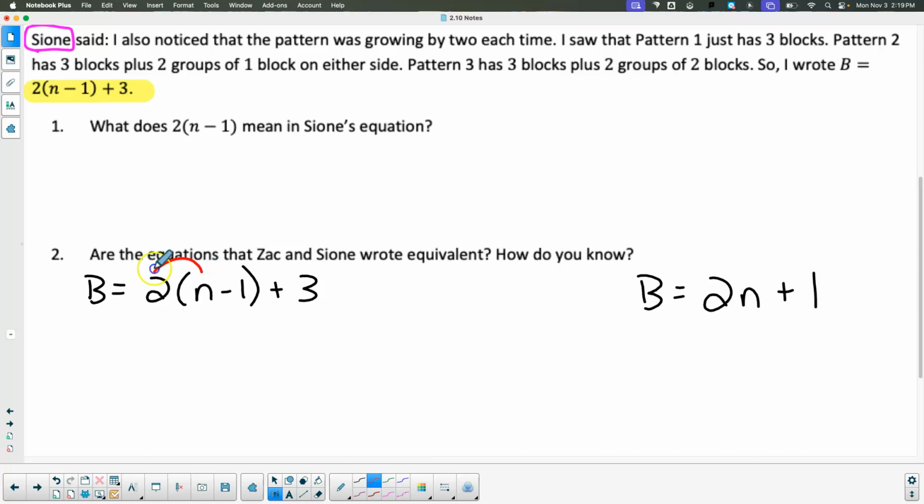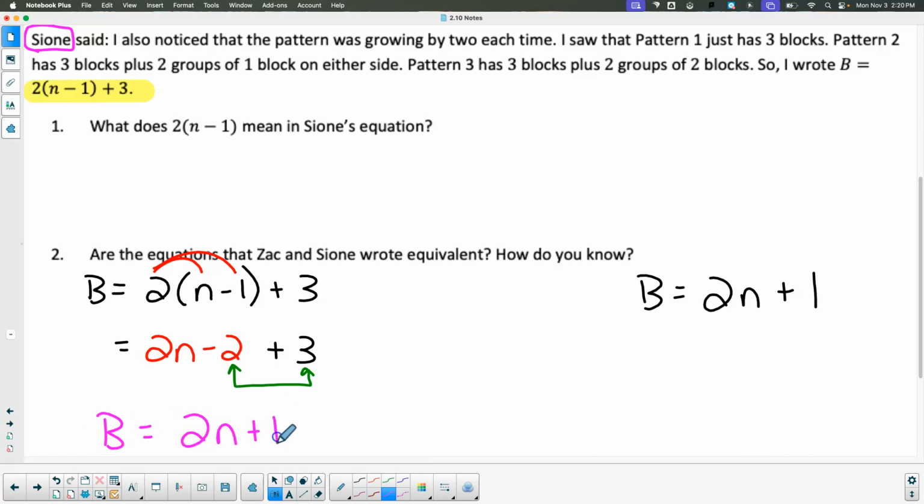So I would first distribute this 2 into both of those spots. So then that's going to be 2n minus 2. And then I still got that plus 3 out there. Well, I can now combine these two. Negative 2 plus 3 is 1. So this becomes B equals 2n plus 1, which is now the same as Zach's. Agree? Absolutely.